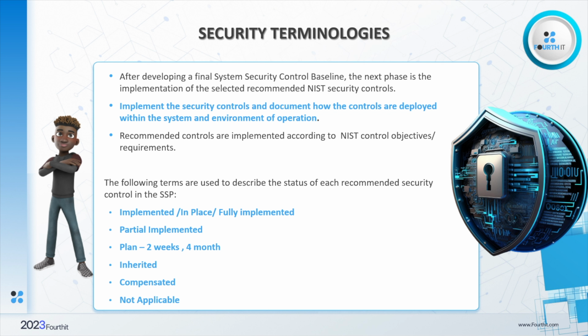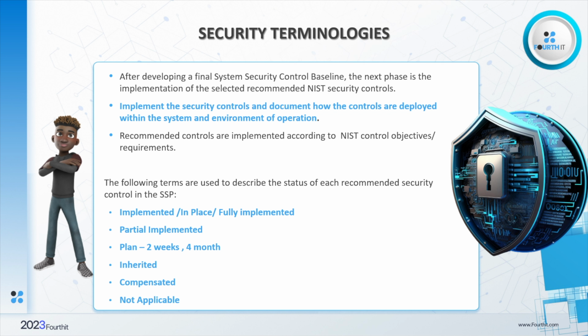Some of the controls could be implemented, in place, or fully implemented. What it means is that the control is working within our environment. Some are partially implemented. Partially implemented means that we have not fully implemented all; we have implemented some. And some have other statuses, whether not applicable, planned, or inherited. Then we have planned. Planned means that we have not implemented it, but we are aware of it. So we have a plan to implement that control.